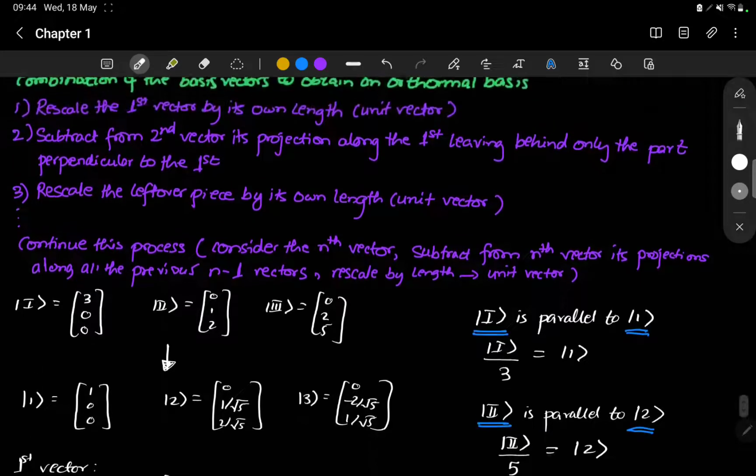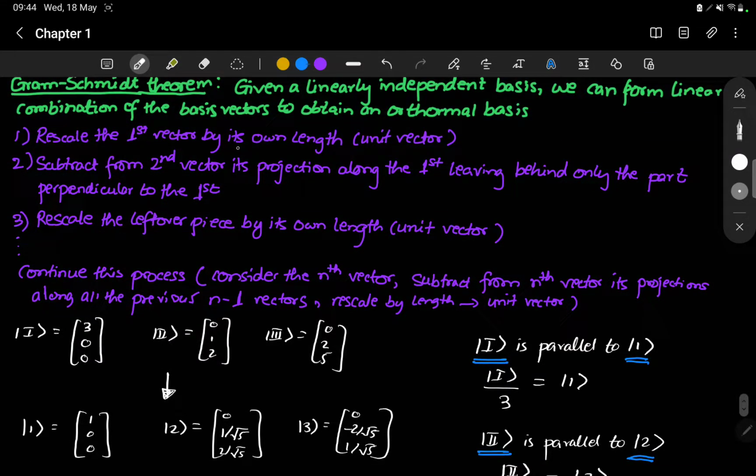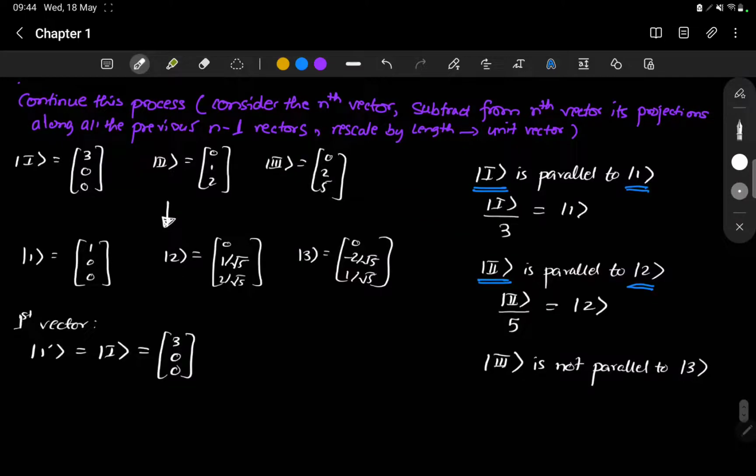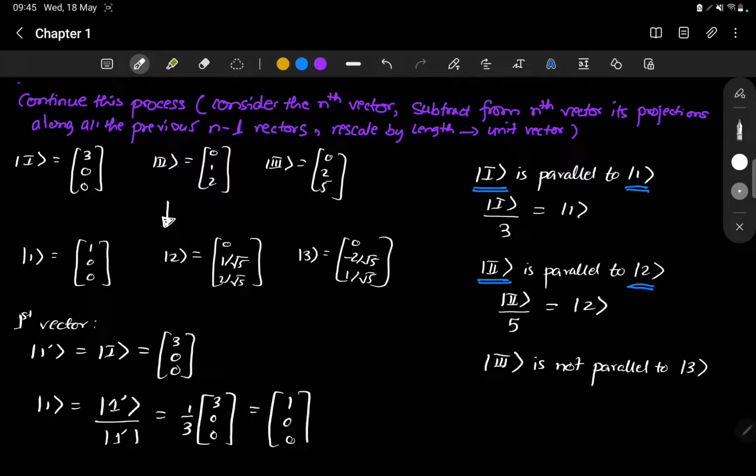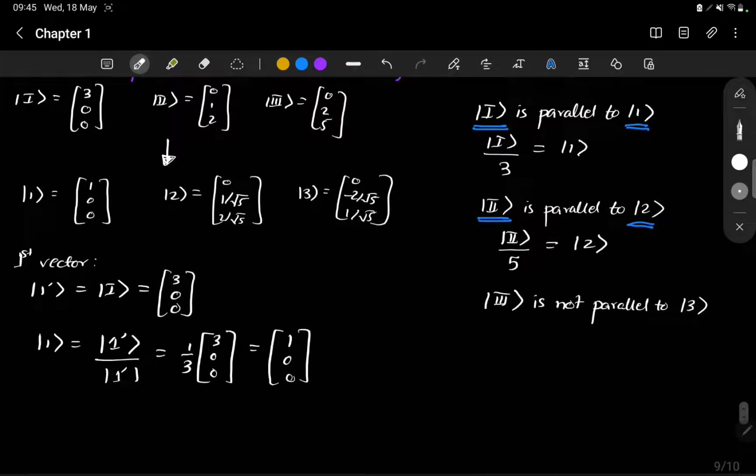Now, what does the process say? It says rescale the first vector by its own length. So what do we get by rescaling? The length of this vector is clearly 3. So we get 1 by 3, which is nothing but 1, 0, 0. And this is how we obtain the first vector.